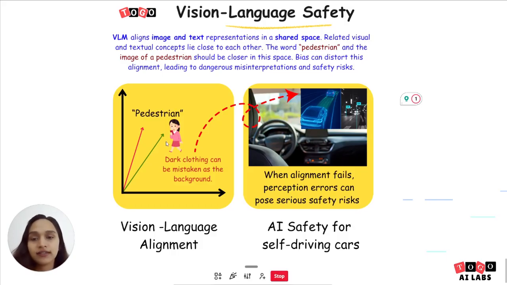So this misalignment can lead to dangerous life hazards. If the pedestrian is wearing black clothing and that black clothing is misinterpreted as the background, then the model fails to detect that pedestrian and fails to take the action of stopping the vehicle. So this makes the research in vision language models very, very important.